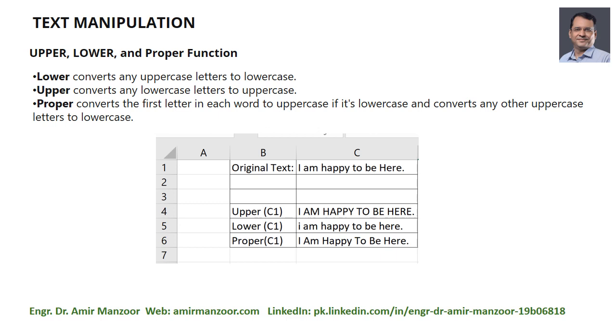The next important topic in data cleaning is text manipulation. We can use a variety of functions for this purpose. The first ones are upper, lower, and proper functions. Lower function converts any uppercase letters to lowercase. The upper function converts any lowercase letters to uppercase. The proper function converts the first letter in each word to uppercase if it's lowercase, and converts any other uppercase letters to lowercase, as you can see in this example.